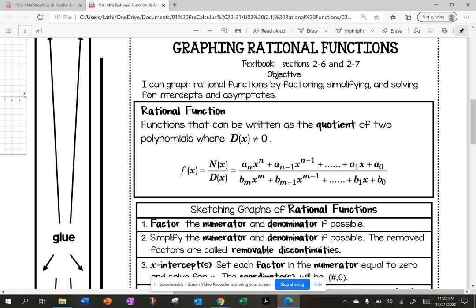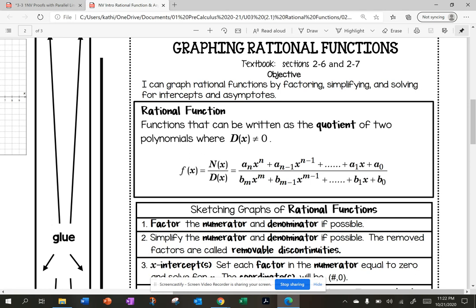To start out with, by definition, a rational function is a function that can be written as the quotient of two polynomials where d of x cannot equal 0. So I call the polynomial in the numerator function n and the polynomial in the denominator function d. So we're talking about rational functions.